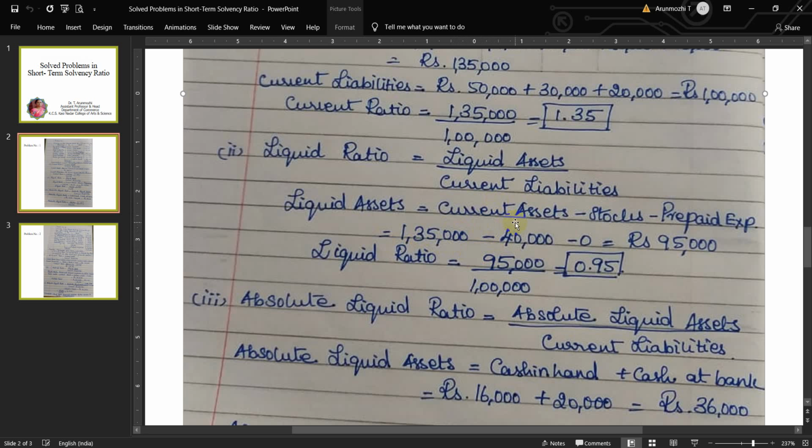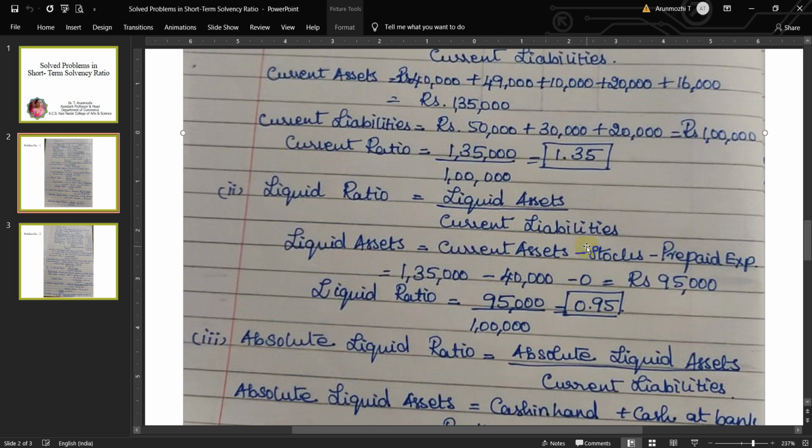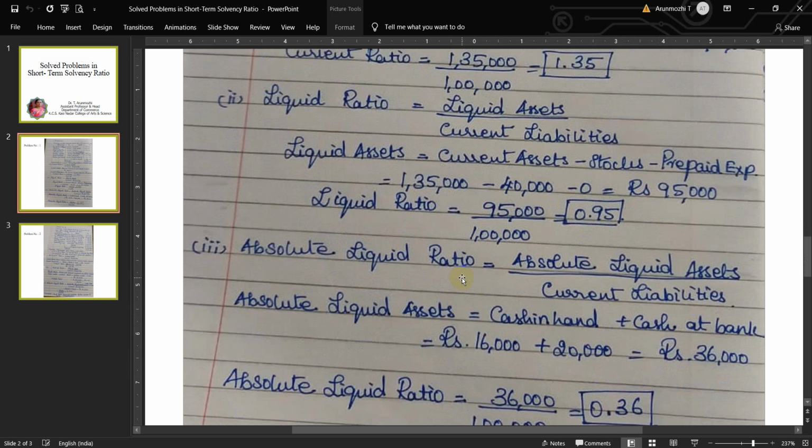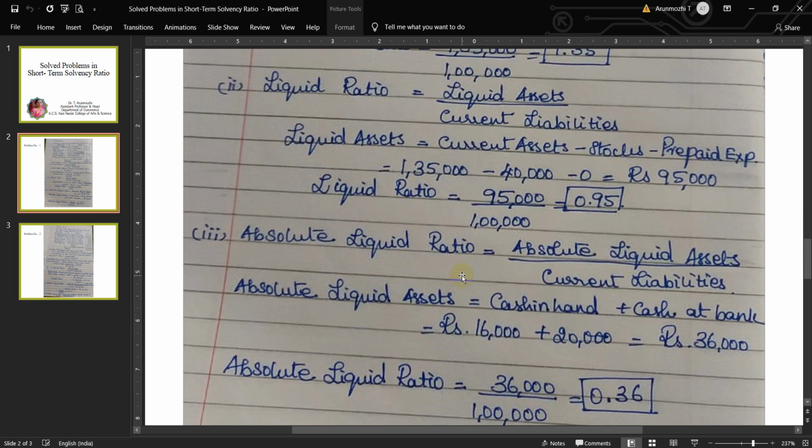So the same way, current assets you have already found out as 1,35,000. Stock value you have 40,000. We do not have any prepaid expenses in this sum, so I make it as 0. So liquid asset is equal to 95,000. Just an interpretation, 95,000 divided by 1 lakh, you get 0.95.